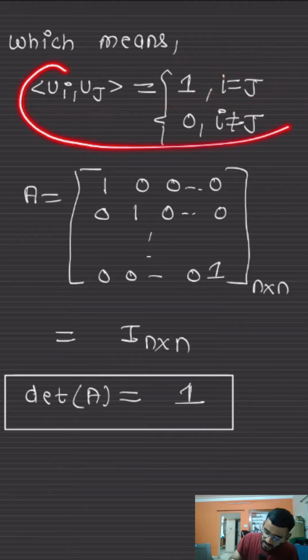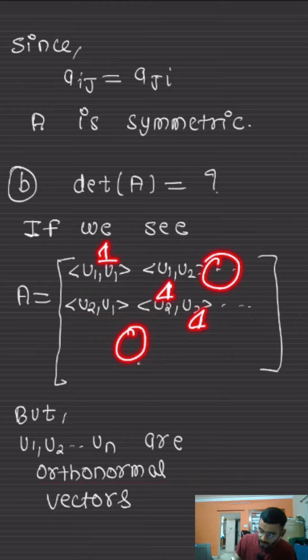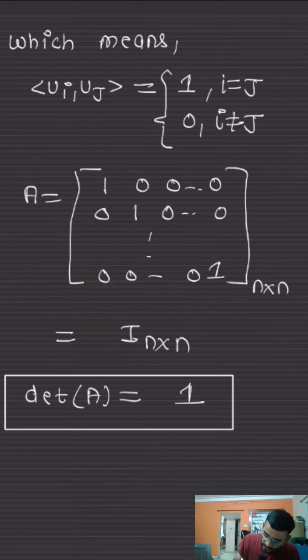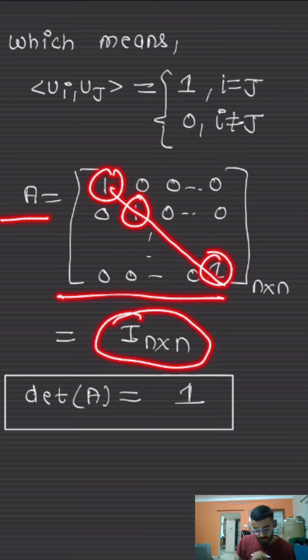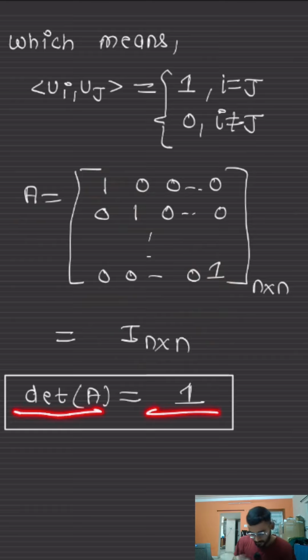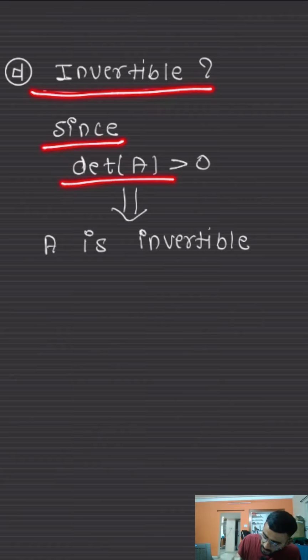Using this we get the matrix A. Since here i equals j, this is 1, and all the other elements in the row are 0. This is 1 and all the other elements in this row are 0, and hence all the diagonal elements are 1 and the non-diagonal elements are 0. This is nothing but the identity matrix of dimension n, and hence the determinant of A is 1.